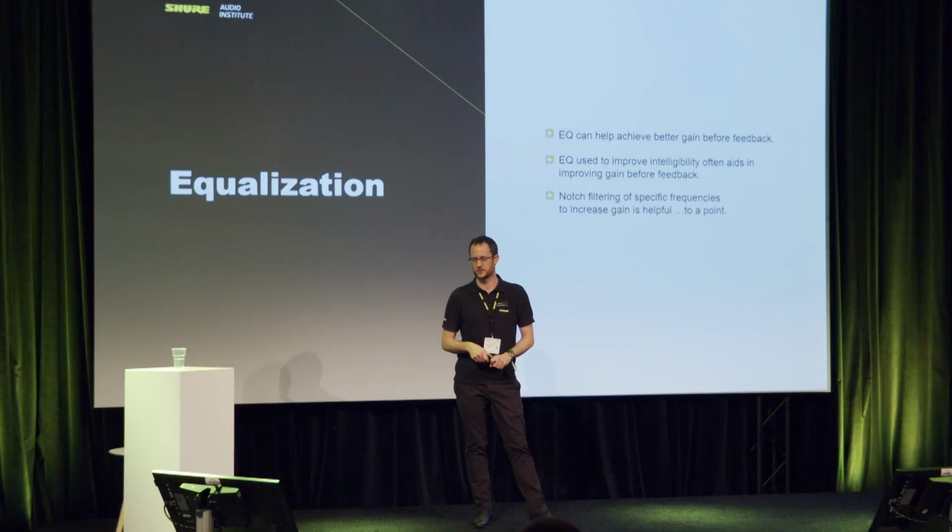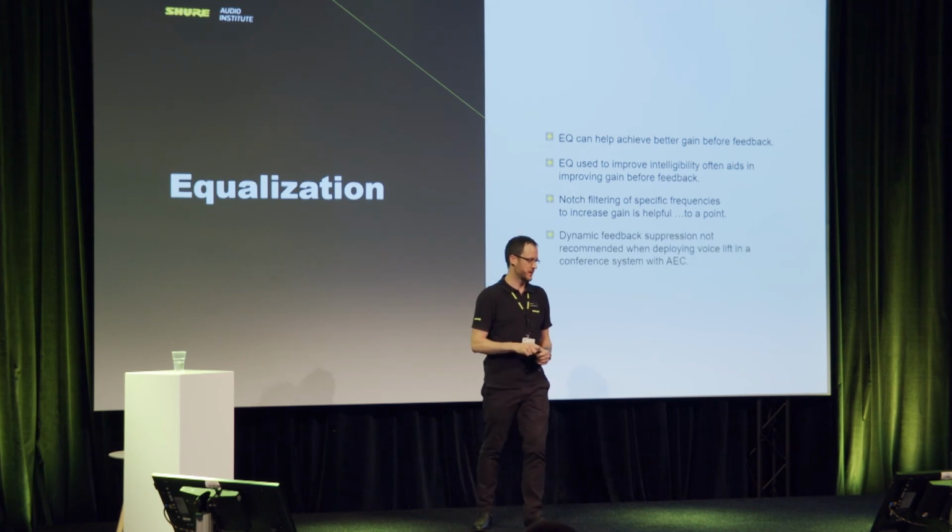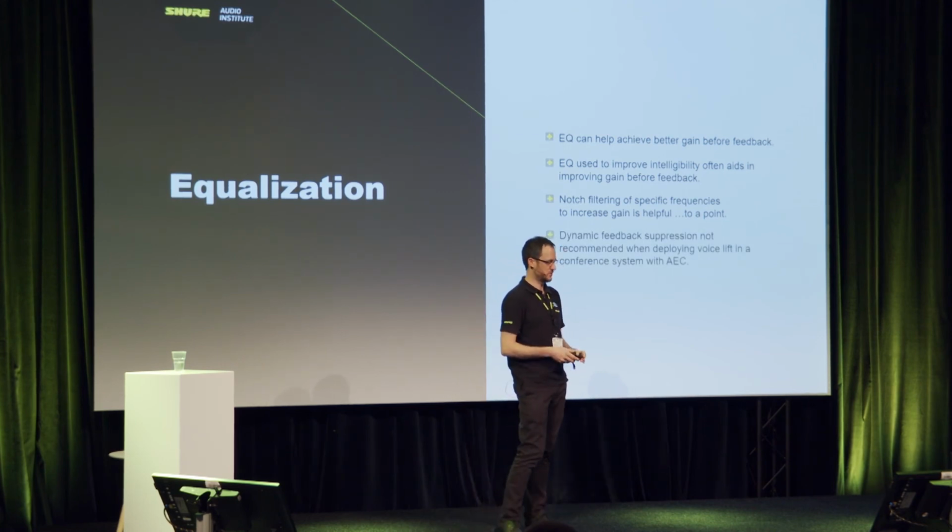So think about what frequencies are generated by the human voice, which are lost quickest over distance, and which travel further. However, notch filtering, such as feedback controllers, can help to a point. But dynamic suppression is not recommended when using voice lift in a conferencing system with AEC, because the sudden drop in acoustic performance in the loudspeaker will cause a difficulty for that AEC algorithm.